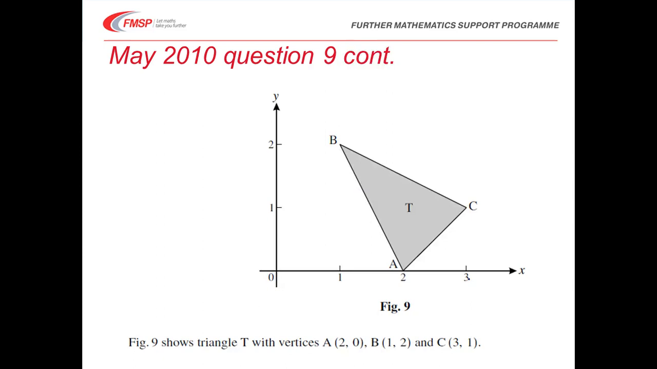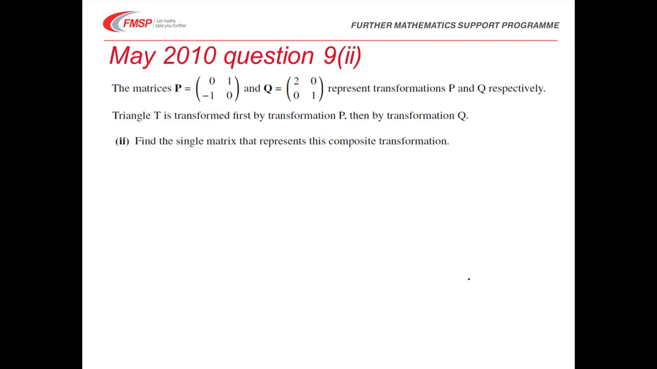Okay, this triangle diagram is not actually relevant. We don't need to see a picture of that at all. All we need, in fact, are the coordinates. And we don't need them immediately. First of all, we're asked to find the single matrix that represents P followed by Q. That's the matrix QP. 2, 0, 0, 1 times 0, minus 1, 1, 0. That's 0, 2, minus 1, 0.